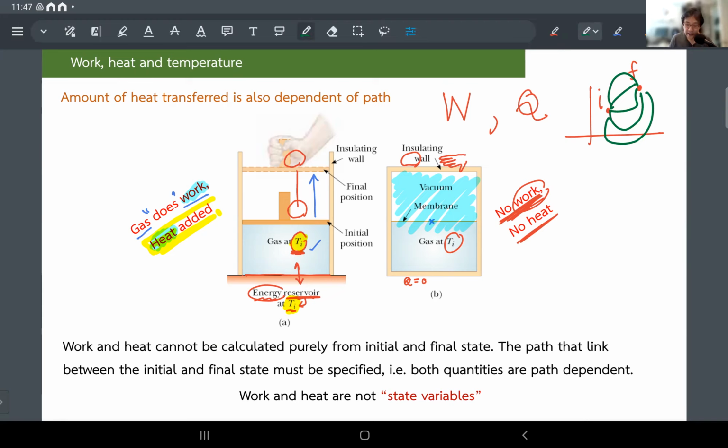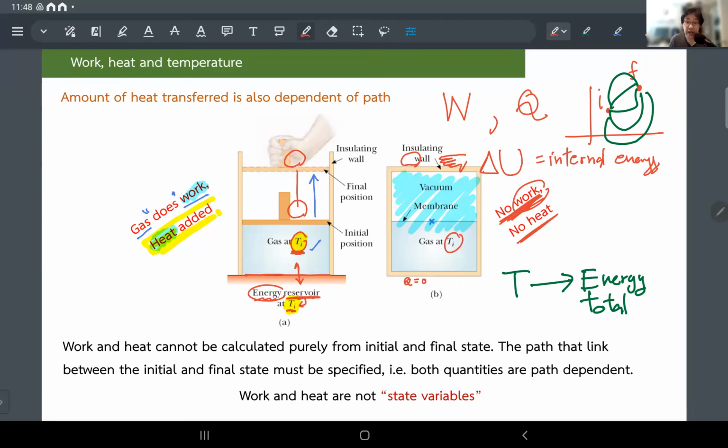But here's the key. In these two cases, the temperature is not changed. When we talk about temperature, temperature means total energy. So that means in these two cases, the energy of the system does not change. Wow. So the third quantity that we are talking about is the total energy of the system. We name it internal energy. And in this case, it does not change.